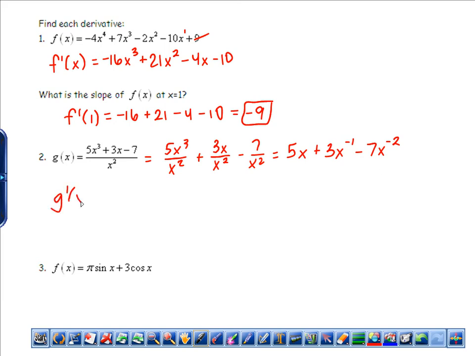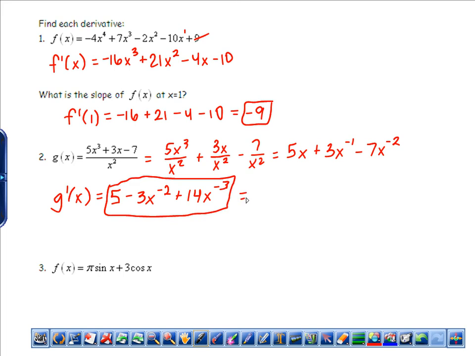So we're finding g prime of x. So let's look at the first term, 5x. The derivative of that is just 5. All right, now -1 times +3. That's -3x, and we need to go one less. That's going to be a -2. Always one less. All right, -2 times -7, that's +14. And one less on the power becomes a -3. Okay, so this is really okay for your answer.